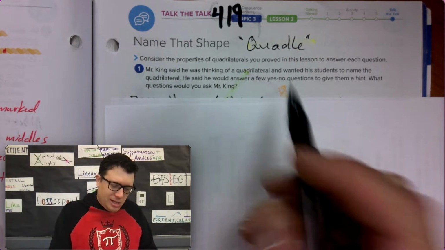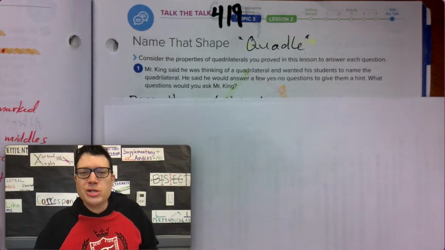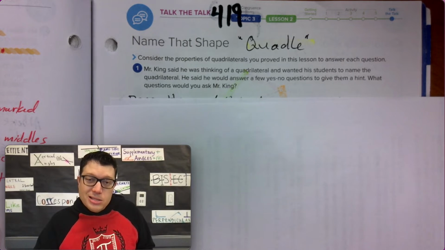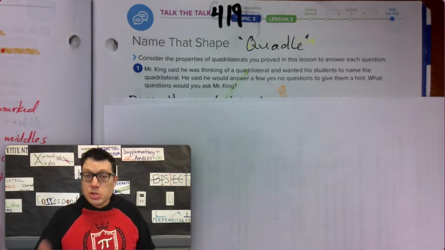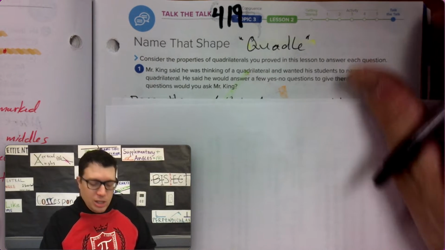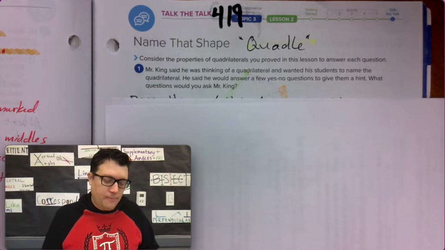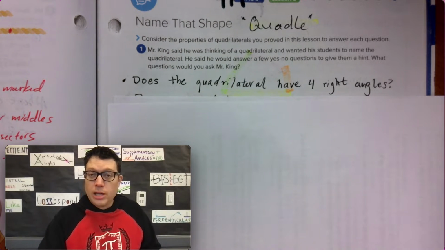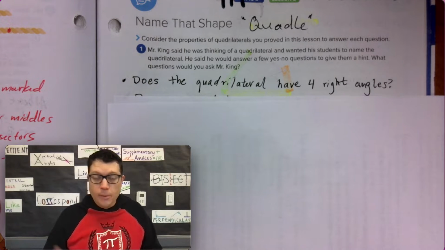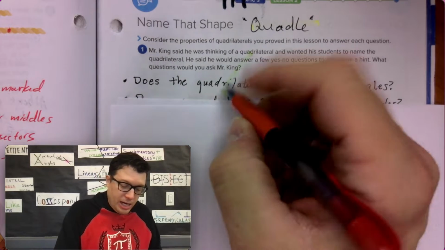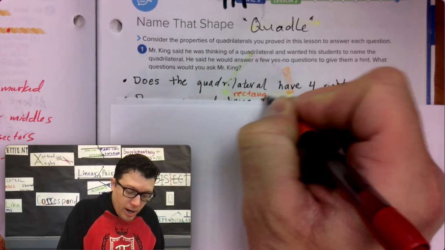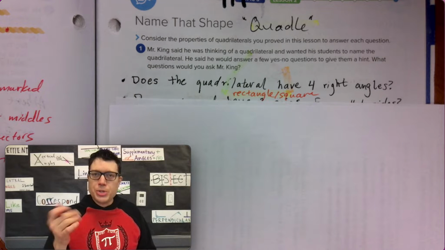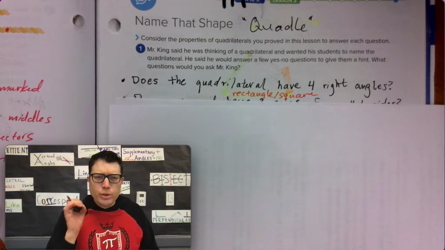Mr. King said he was thinking of a quadrilateral and wanted his students to name it. He said he would answer a few yes or no questions to give them a hint. What questions would you ask Mr. King? So it's like you're guessing what that actual quadrilateral is, and you need to guess very intelligently. So maybe one of your guesses: does the quadrilateral have 4 right angles? A yes tells you that it is a rectangle or a square, and a no would be not a rectangle, not a square. It's a very good restrictive guess.